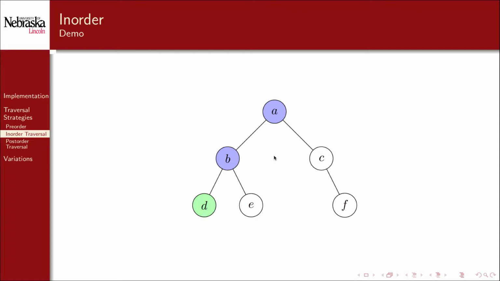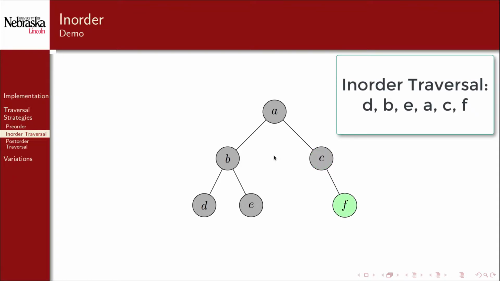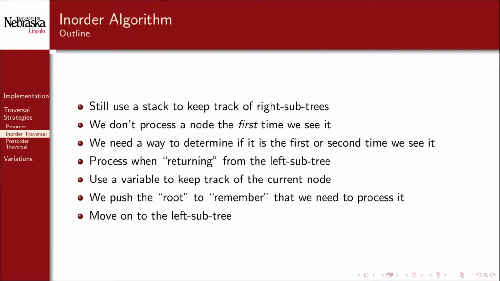We then return to its parent B and process it, and then go to its right child. Again, since it has no left child, we proceed and process it and return. Now that we've processed A's entire left subtree, we can process it and proceed to its right subtree. Since C has no left child, we process it and proceed to the last node, F. An in-order algorithm uses the same basic idea as preorder. We use a stack to keep track of nodes that still need to be processed.